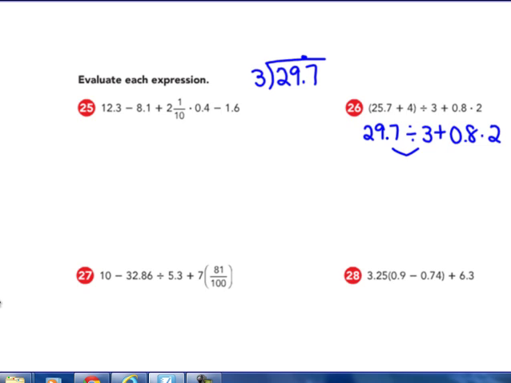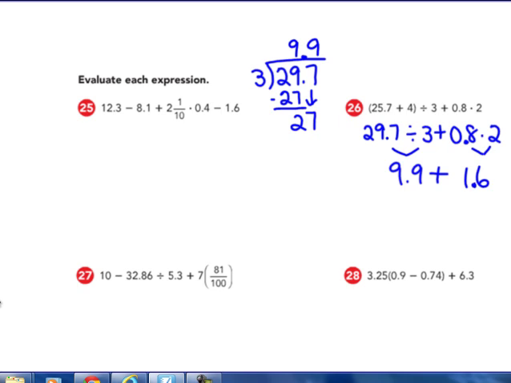So 3 goes into 29 9 times. That gives me 27. When I subtract, I get to bring down the 7. So I get the answer 9 and 9/10. And adding to it 8/10 times 2. Well, I'm going to go ahead and do that because I know that multiply is going to be next. 8 times 2 is 16, but it is 8/10 times 2. 1 decimal in my product gives me 1 decimal in my answer.